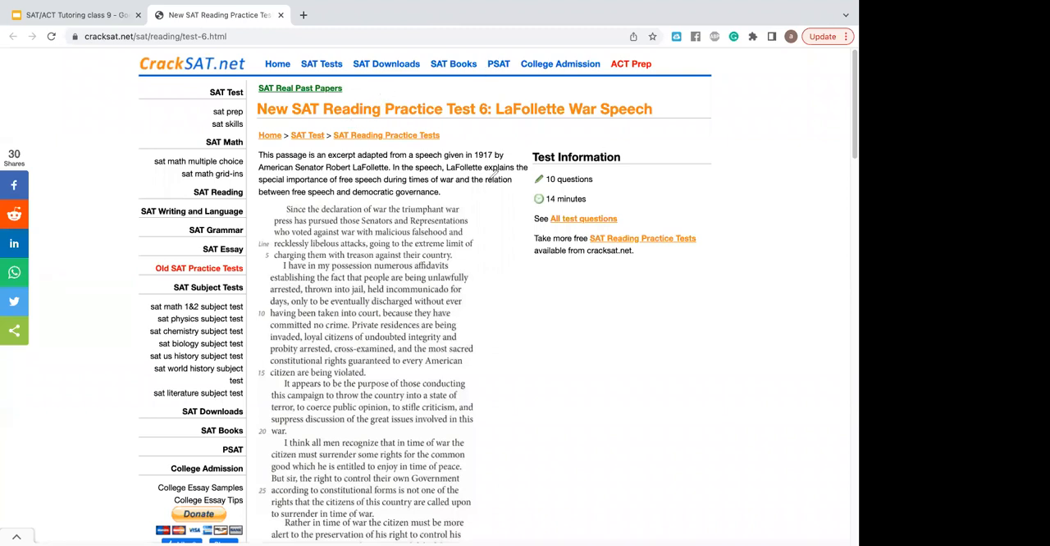All right, so this passage is an excerpt adapted from a speech given in 1917 by American Senator Robert La Follette. In this speech, La Follette explains the special importance of free speech during times of war and the relation between free speech and democratic governance. So this is during World War I, during WW1.